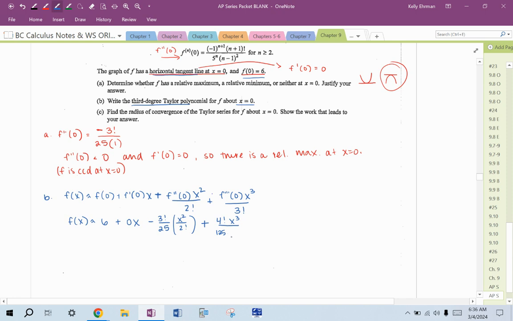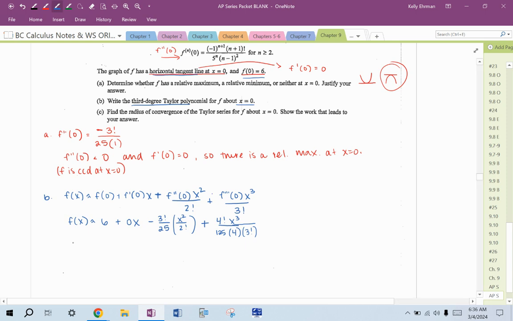times 3 minus 1 squared, so times 4. And remember, there's still a 3 factorial down here. Okay. And let's see, can we simplify this?